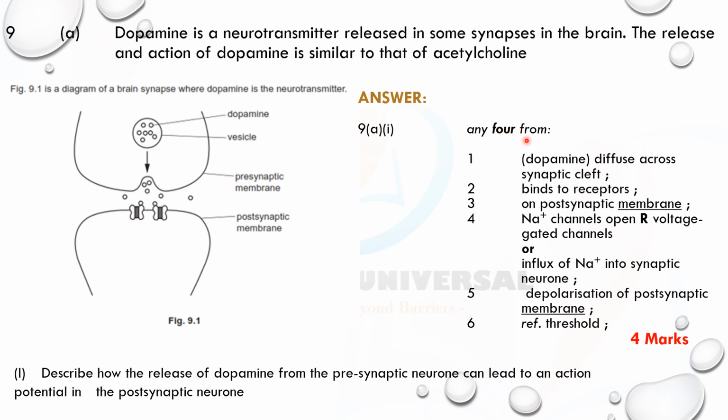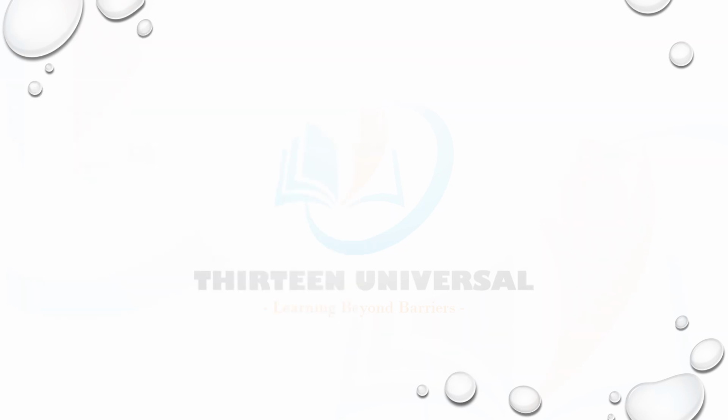That's it. Dopamine diffuses across the synaptic cleft and binds to the receptor on the postsynaptic neuron. The sodium ion channel opens, and there is an influx of sodium ions. Depolarization occurs, and if that depolarization is higher than the threshold, which is the minimum, then an action potential is initiated here. That's synapses.